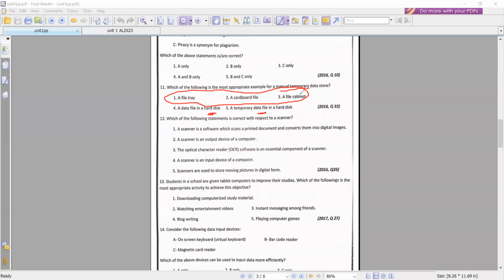You can keep data permanently in a cabinet. With a cardboard file, you can file something. But with the file tray, you can put something inside, then at the end of the day, you can clear whatever is inside. Then the next day you can have a blank tray again, right? So that is the best answer for this question. That is the 11th one, first answer. 12, which of the following statements is correct with respect to a scanner? A scanner is a kind of input device. We have discussed them. So the fourth answer is the correct one.